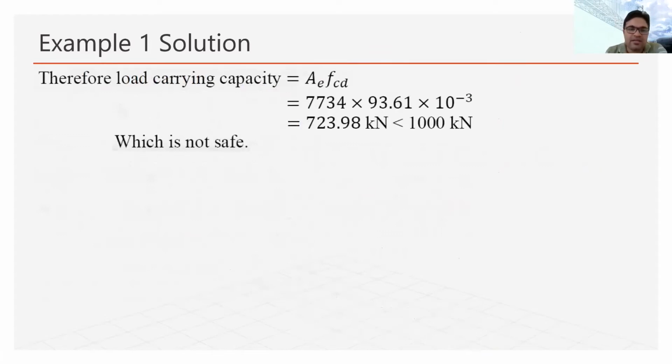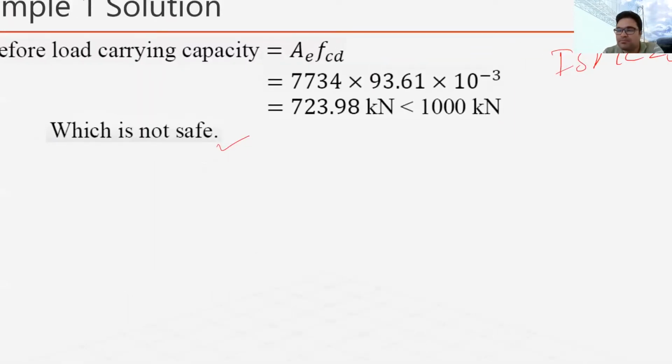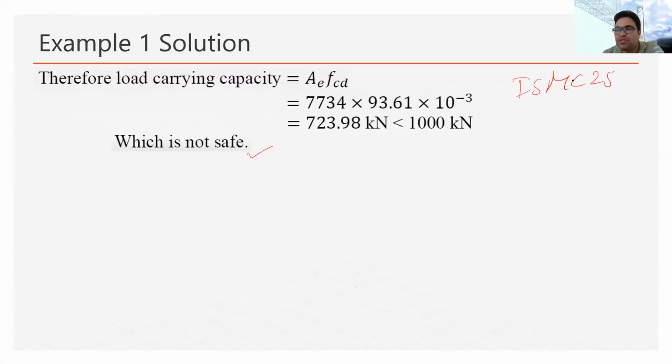So as I have written here, it is not safe. Therefore, we have to again go to the steel table and choose a higher section. Earlier we had chosen ISMC 250. Now we can choose a higher section, say ISMC 300.